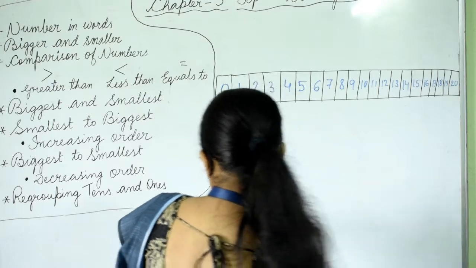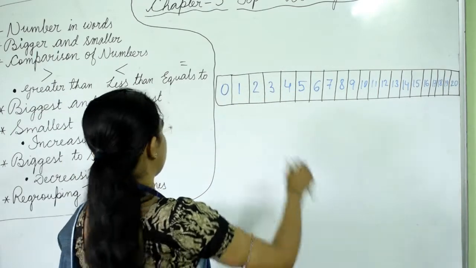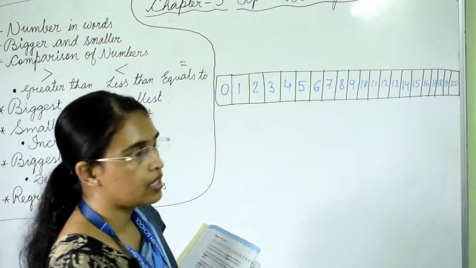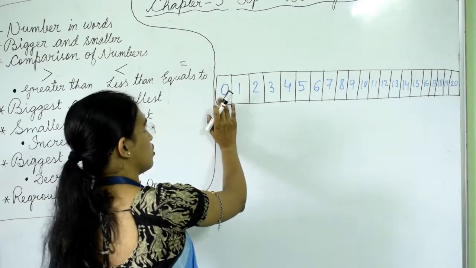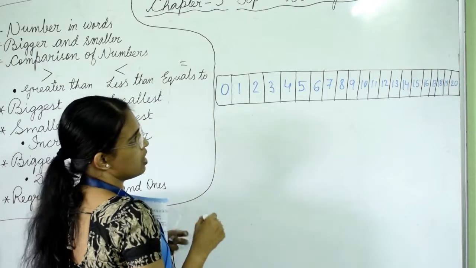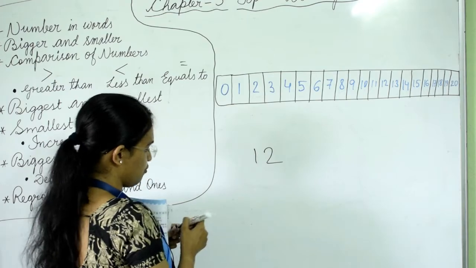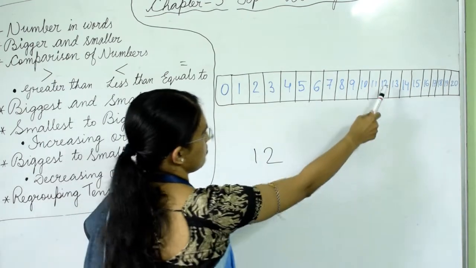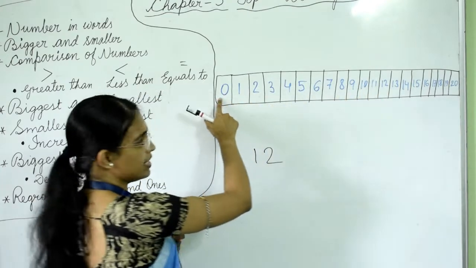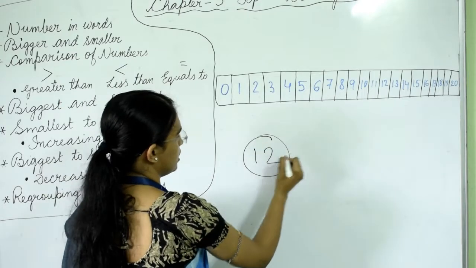Now whatever the number is, if it is far away from 0, that is called a bigger number, and if it is near to 0, that is called a smaller number. So suppose the number is 12. So where is 12? It is here. So it is far away from 0, right? 12 is far away from 0, so that means it is a bigger number.